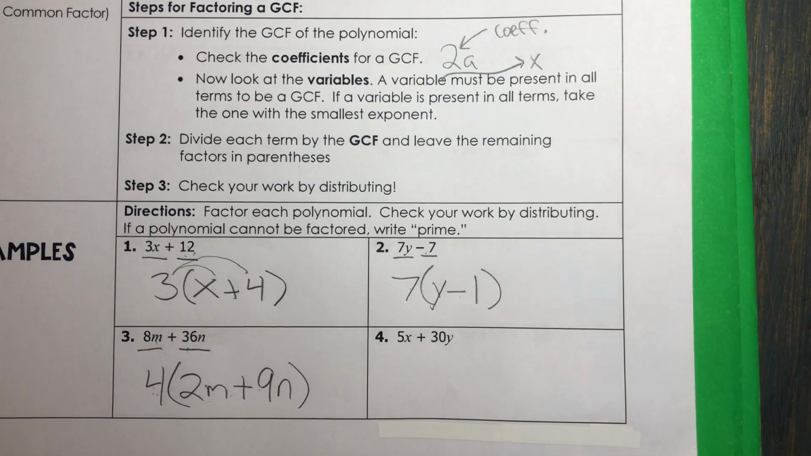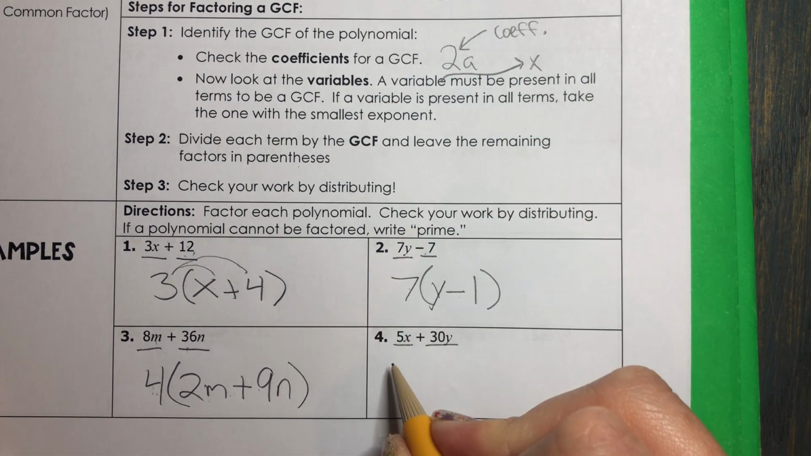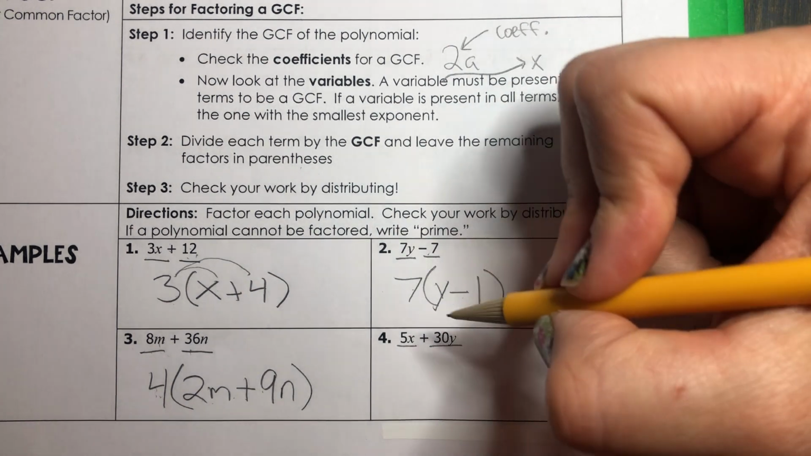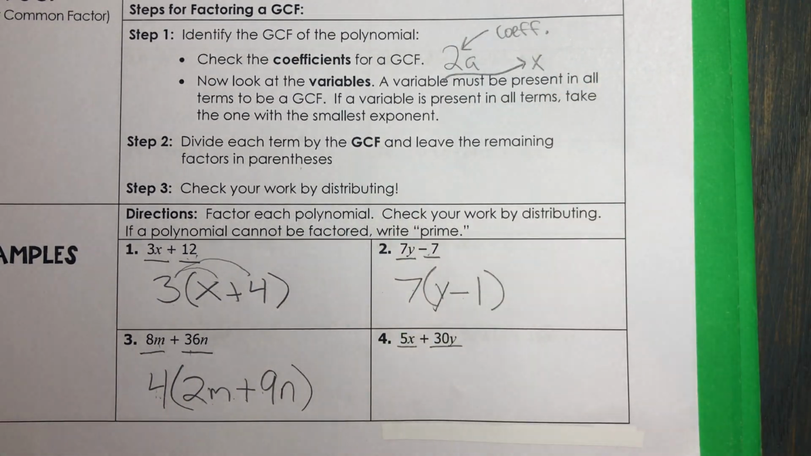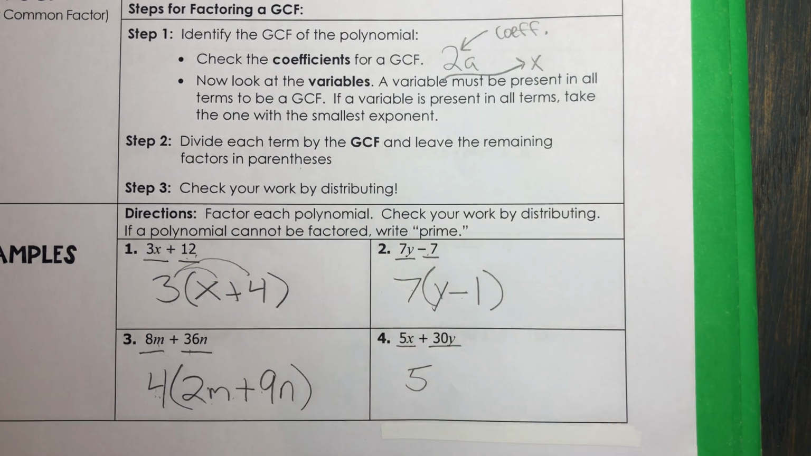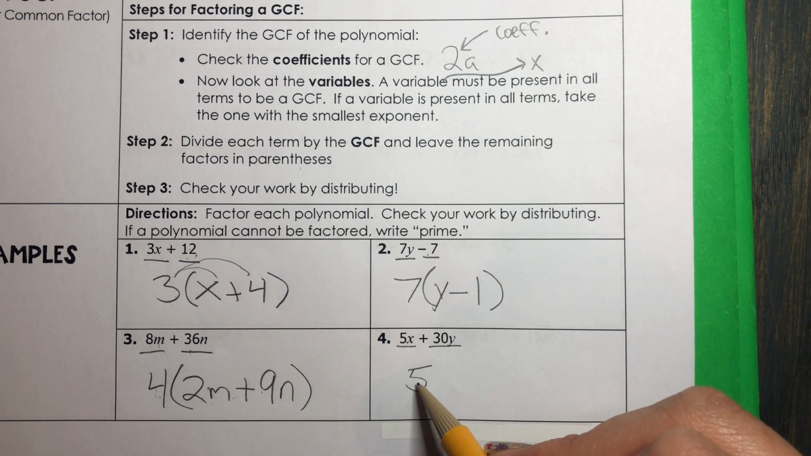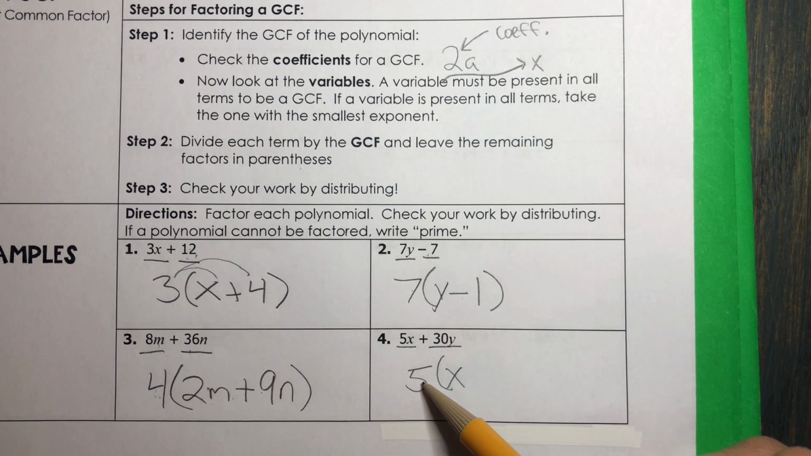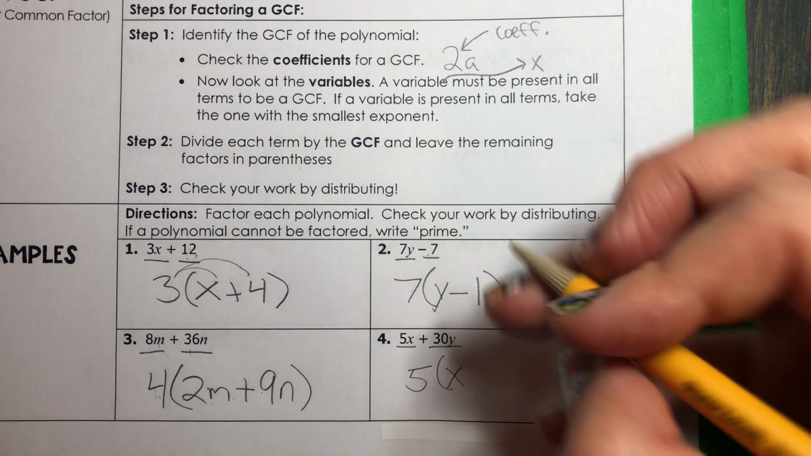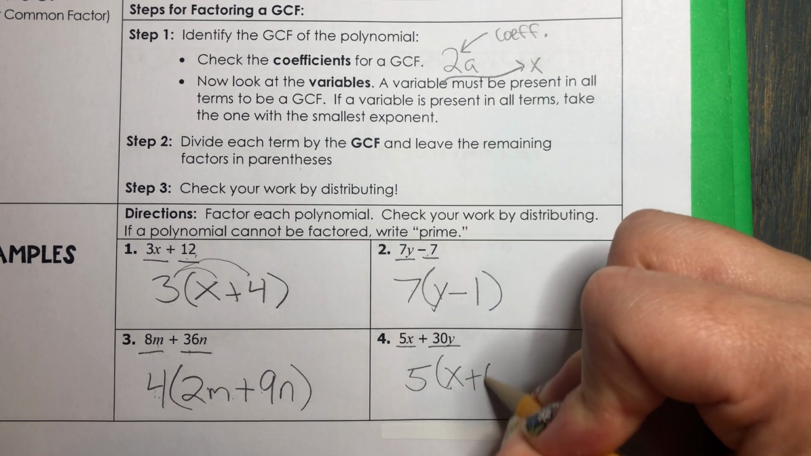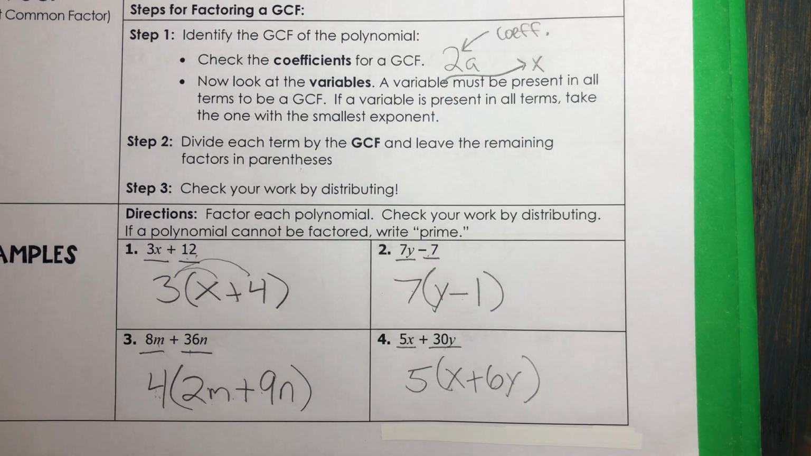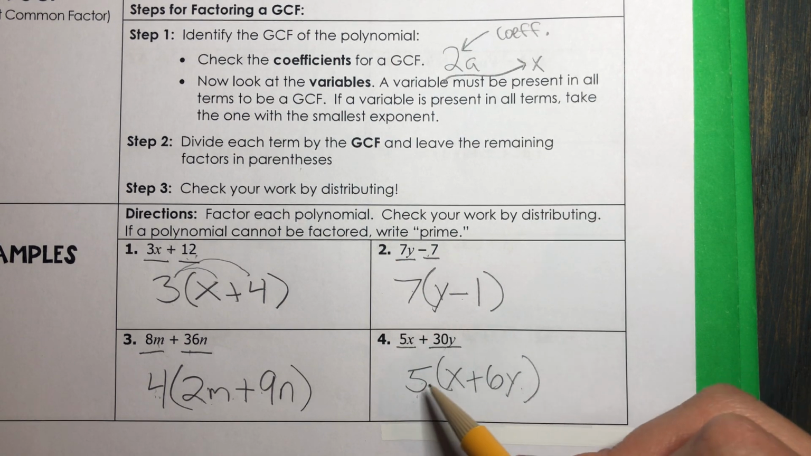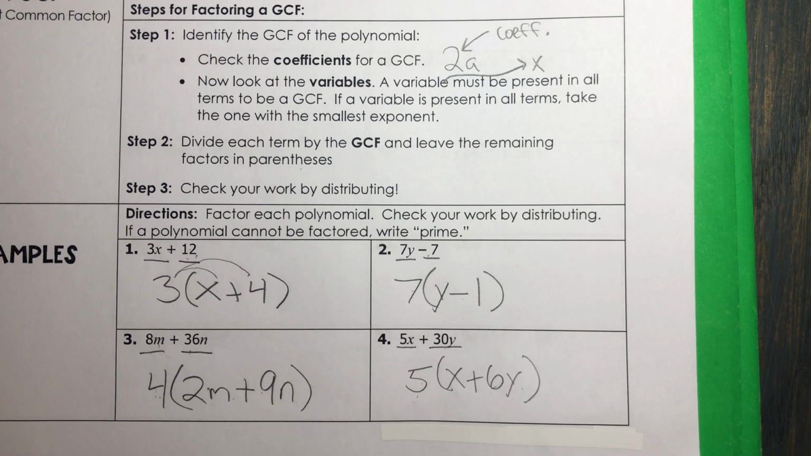Okay, number 4, same thing. We've got two terms, but they have different letters. So I can't pull out a letter in front of the parentheses. But I can see that both of these numbers are divisible by 5. So what times 5 gets me 5x? Well, you just multiply by x. What times 5 gives you 30y? It would be a positive 6y. Okay, if the y is not going to be out here, the y would have to be in here, just like the x. If I can't pull out the letter, it's going to have to be in here.